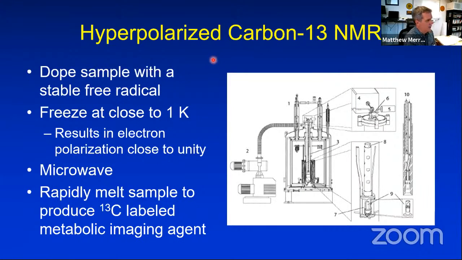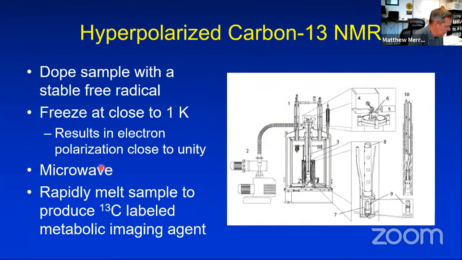Now, I will not go into the physics of this. Basically, we're going to take our pyruvate. We're going to dope a stable free radical into it at a low concentration. And then this system, this is a magnet, and we actually take our sample, immerse it in liquid helium, and then we pump on it. This is a big vacuum pump. It reduces the temperature to around 1 Kelvin, which polarizes the electron close to unity.